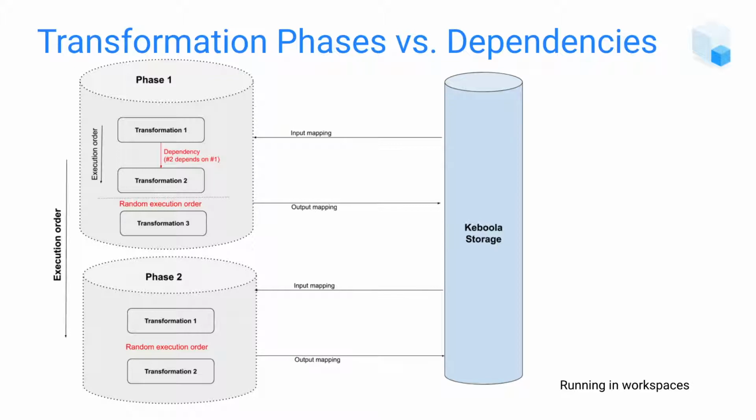For phase 2, another workspace is created, and again all of the tables are loaded into the phase, and then since we do not have dependencies in this one, the transformations are randomly executed again. Once they are finished, the output mapping is done and the workspace is dropped.